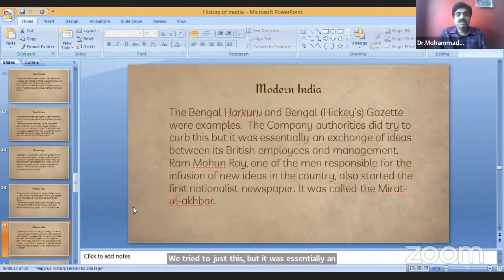It was an exchange of ideas between his British employees and the management. Then Raja Ram Mohan Roy, one of the men responsible for the infusion of new ideas in the country, also started the first nationalist newspaper. It was called the Mirat-ul-Akbar.